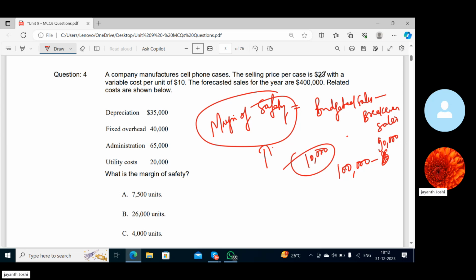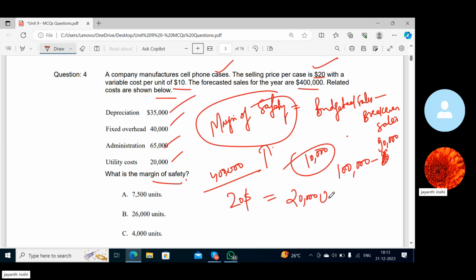The selling price per case is $20. A company manufactures cell phone cases. This is the selling price, variable cost is this, forecasted sales is this, related costs are given below. These are fixed expenses. They are asking what is the margin of safety. At $20 per unit selling price and the forecasted or budgeted sales of 4 lakh, how many units would you have sold? 20,000 units. This is the budgeted number of units you need to sell.